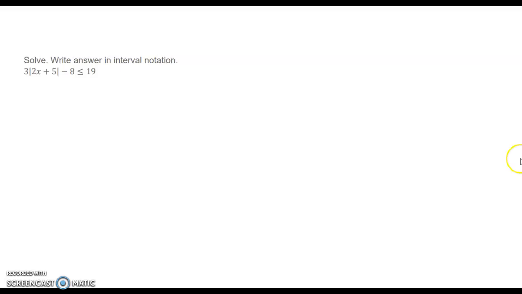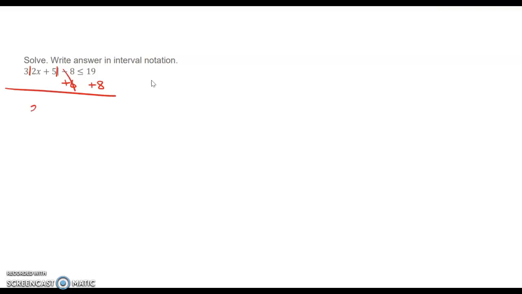Okay, we need to solve this problem and write the answer in interval notation. So when we're trying to solve an absolute value inequality, the first thing we want to do is isolate this absolute value part. We're just going to treat that almost like an x and get rid of the 3 and the -8. Let's start with the -8. We will add the 8 to both sides.